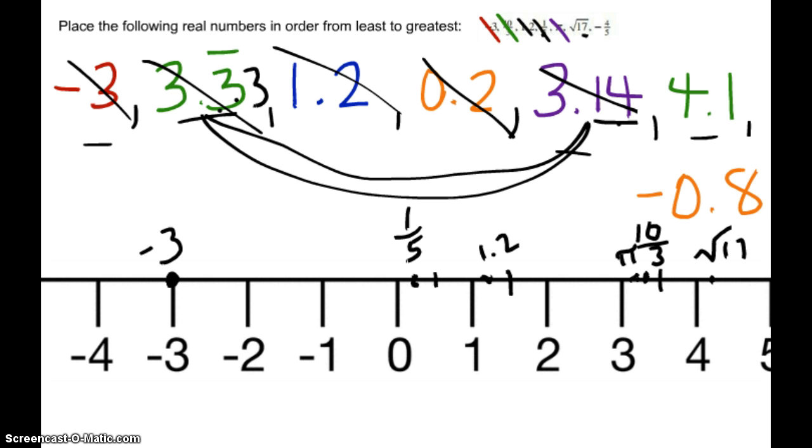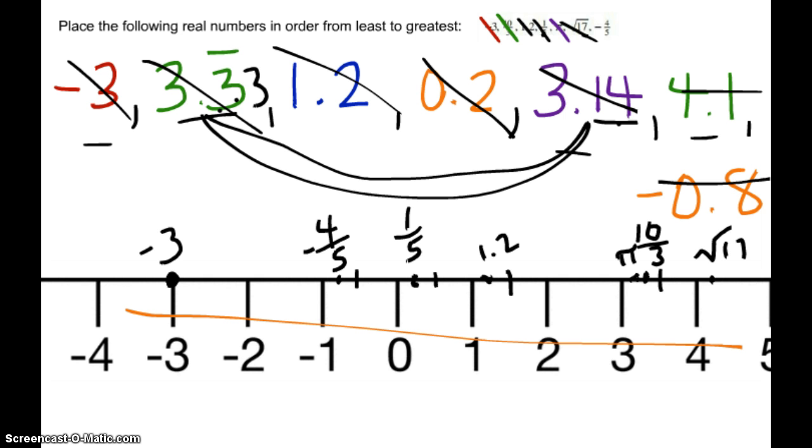And then negative 4/5, which was 8/10, is going to be, well, let's say this is negative 5/10. Negative 8/10 is a little less. Notice it's a little less than negative 5/10. So there's negative 4/5. And there you go. You've used your number line, and you have put your values in order on the number line.